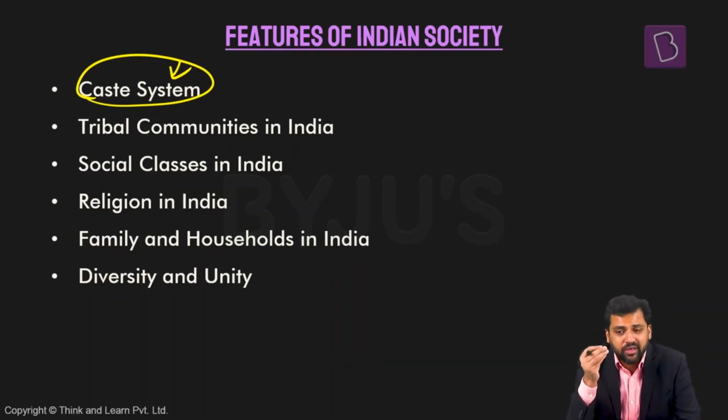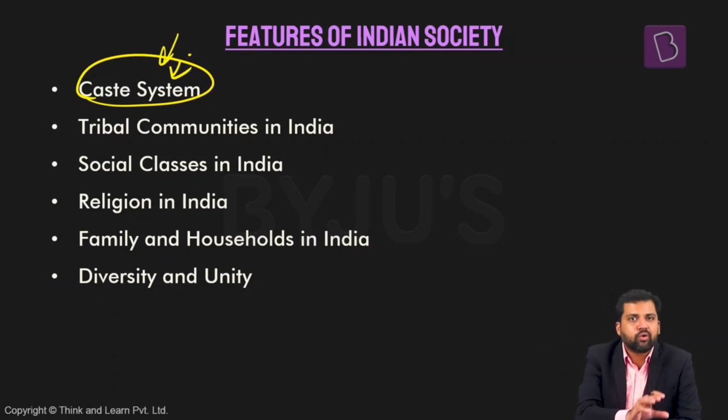One of the most unfortunate parts of the caste system is that some castes, some people, are considered to be untouchables. Different kinds of civil and religious disabilities are imposed on them. So what is untouchability? What are the different forms of untouchability? Why does it exist? All these things we are going to discuss in the class.